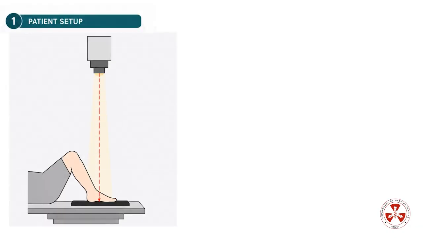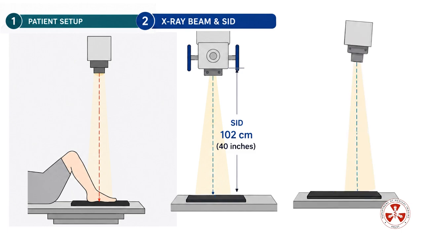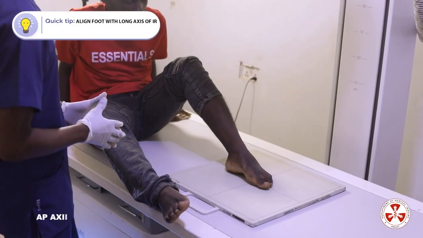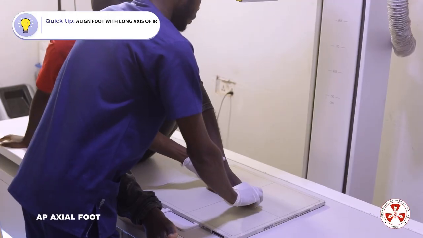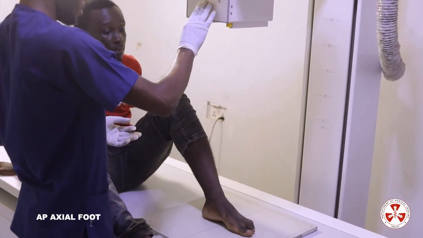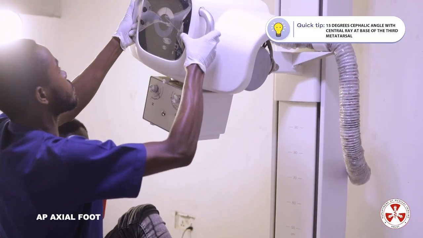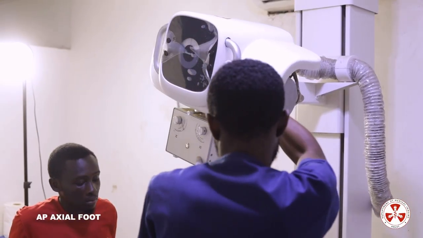For an AP axial foot X-ray, the X-ray tube is positioned at a standard 40-inch or 100 cm source-to-image distance. The central ray requires a 15-degree cephalic angulation directed towards the heel and is centered at the base of the third metatarsal. The patient sits on the table with the foot placed flat down the long axis of the image receptor. Use a 40-inch SID with a 15-degree cephalic angulation and center at the base of the third metatarsal. This 15-degree angulation ensures the beam is perpendicular through the metatarsal joint spaces.